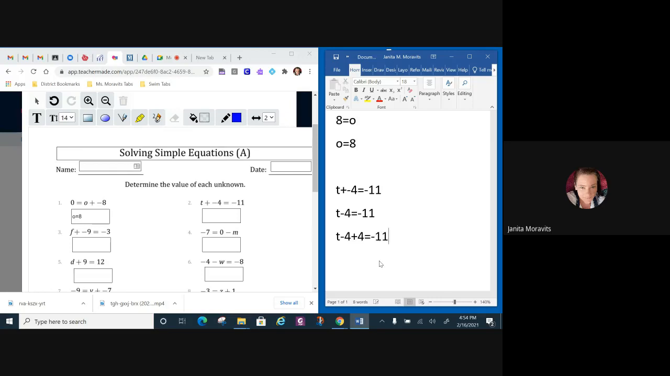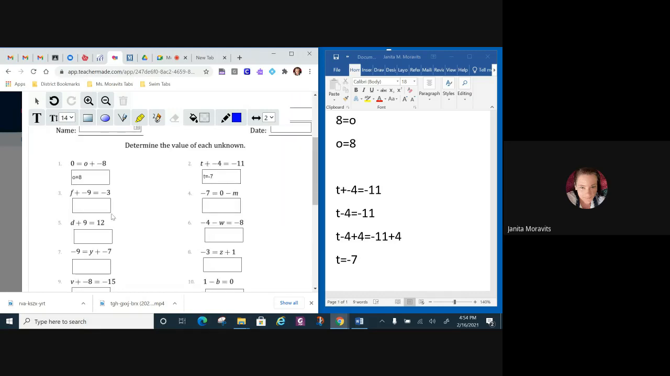And what do we have to do over here? Well, we added 4 on the other side. So we have to add 4 over here. So then we would have t, and the negative 4 plus 4 becomes a 0. So we have equals negative 11 plus 4. Well, negative 11 plus 4 would leave us with negative 7. And then we would just come right over here and we would say t equals negative 7. Just like that.